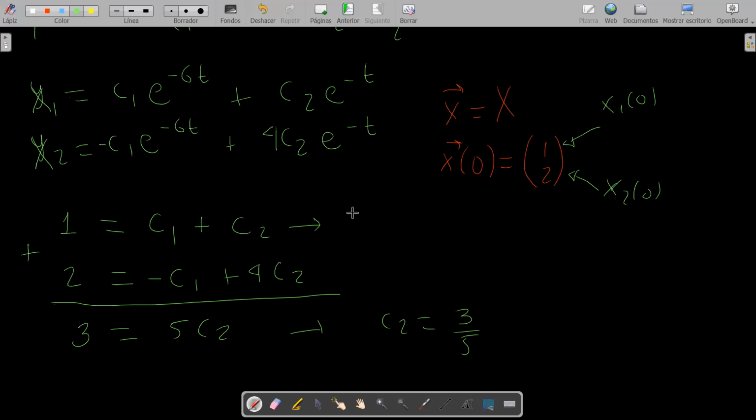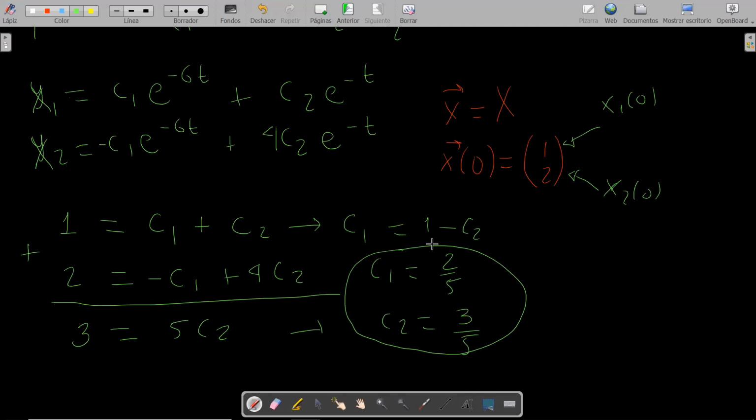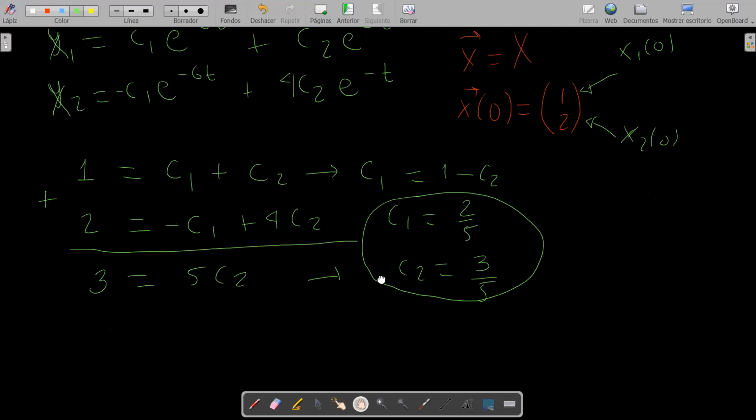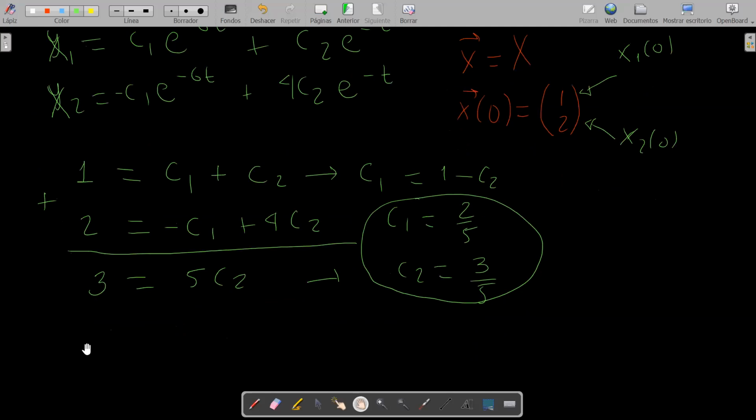Okay, and then C1 will be equal to 1 minus C2, and from there, C1 will be equal to 1 minus 3 over 5, which will be 5 minus 3, equal to 2 over 5. Is that correct? Yes, teacher.